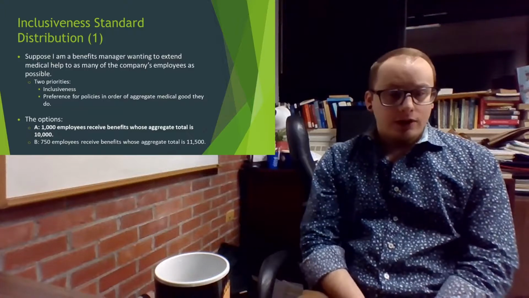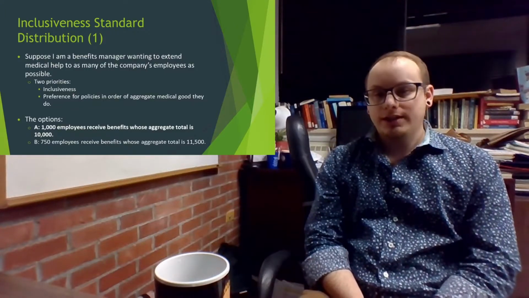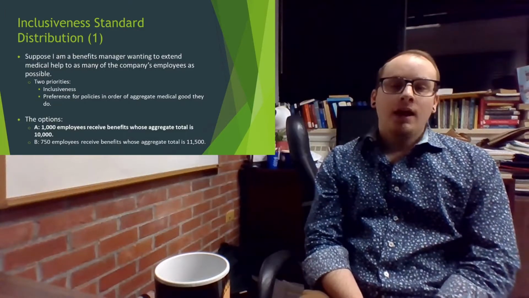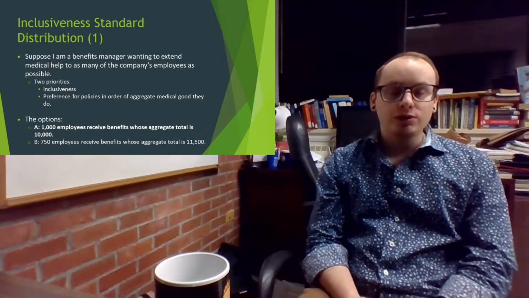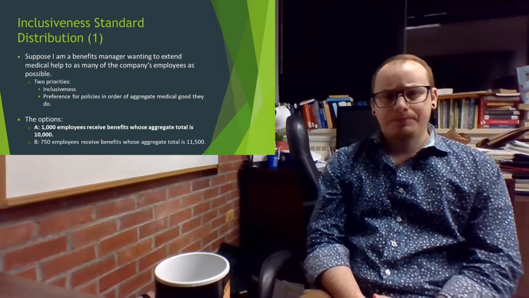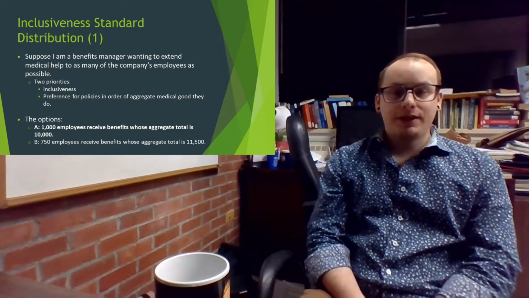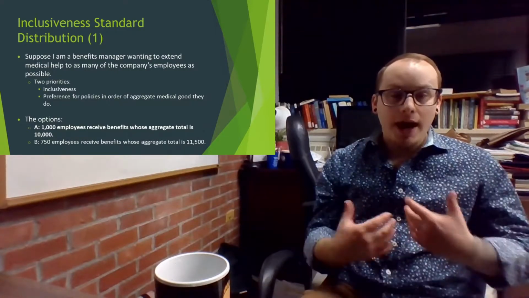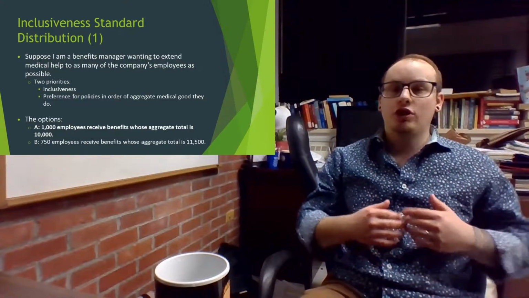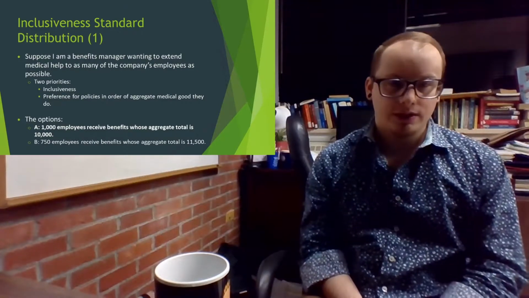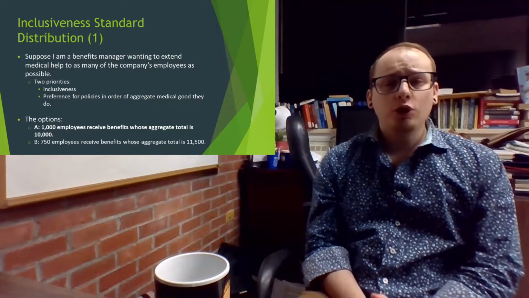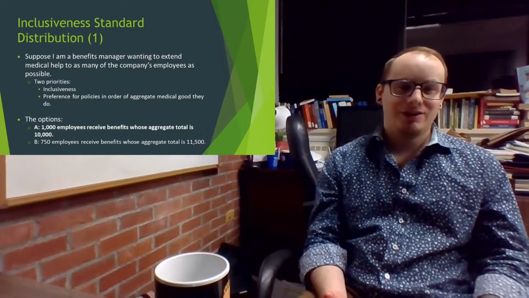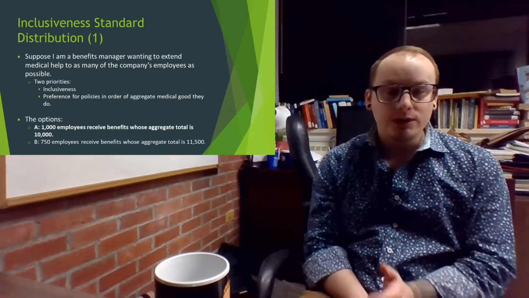There are a few ways, though, that utilitarianism can aid distribution in business decisions. The first one is to look at the inclusiveness standard in distribution. So suppose I am a benefits manager and I'm wanting to extend medical help to as many of my company's employees as I can. I'm in charge of changing the healthcare policy, for example. Now, there are two priorities I might take into account. First, of course, the top priority is inclusiveness, right?